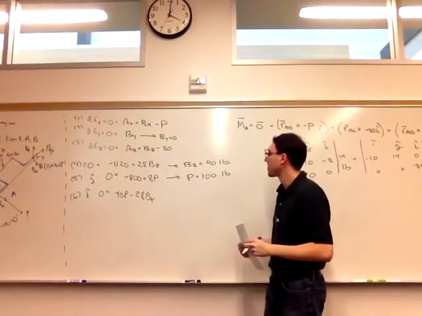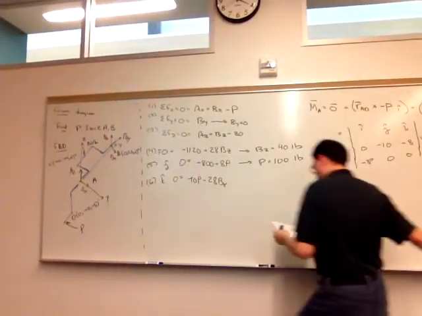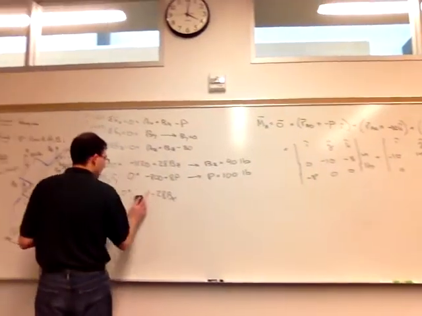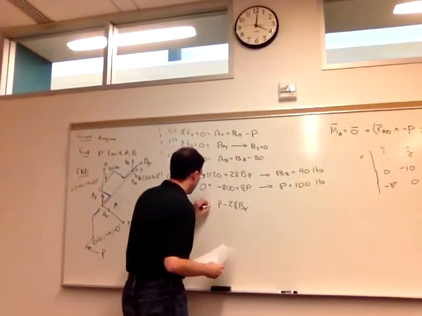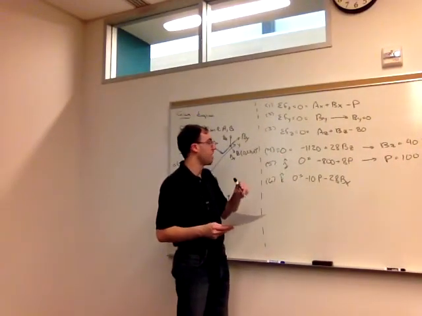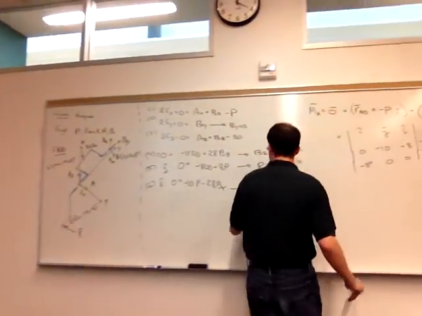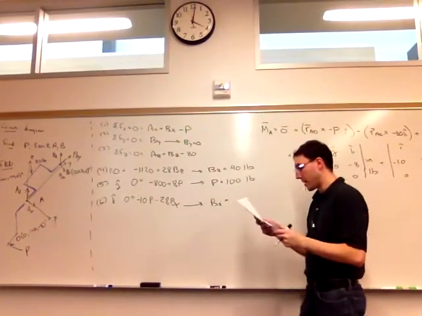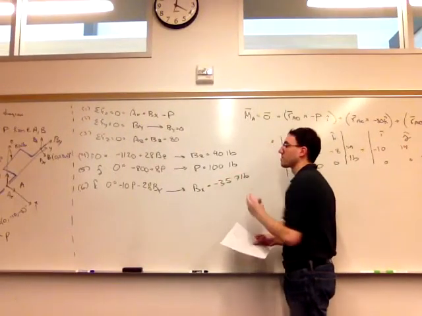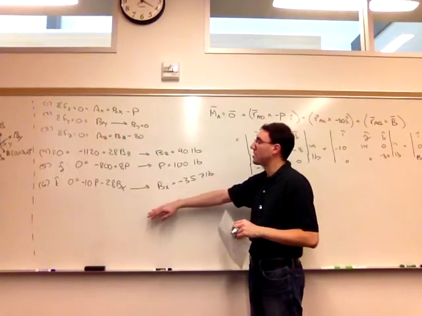Is that a negative 10 for the K? Yes, negative 10P. Negative 10P minus 28BX. We know P from equation 5, so we can get BX out of here. So we get that BX is negative 35.7 pounds. Four unknowns we have solved for.